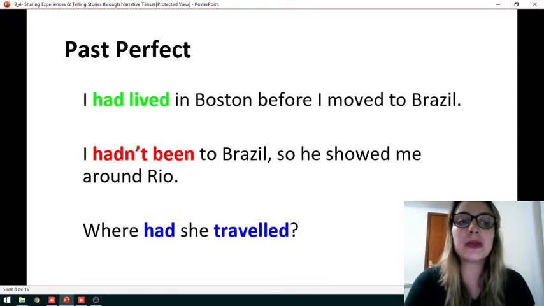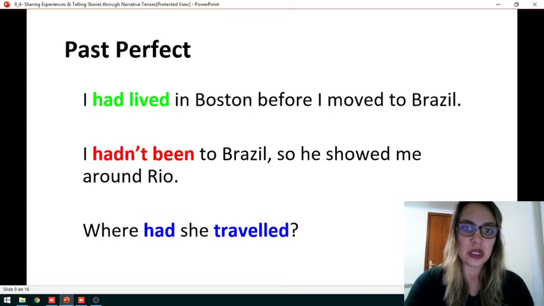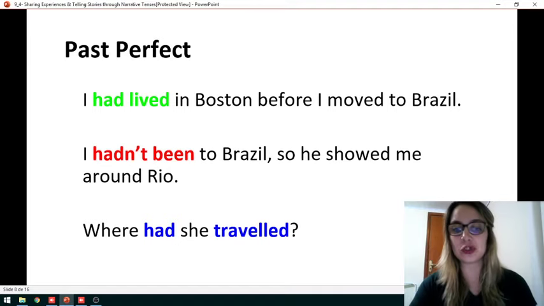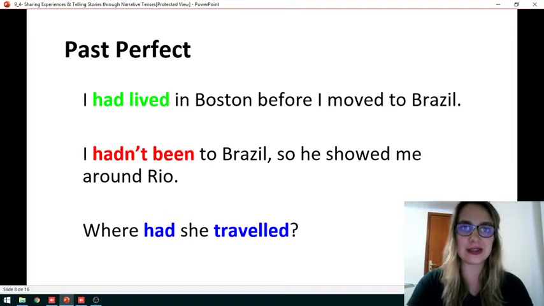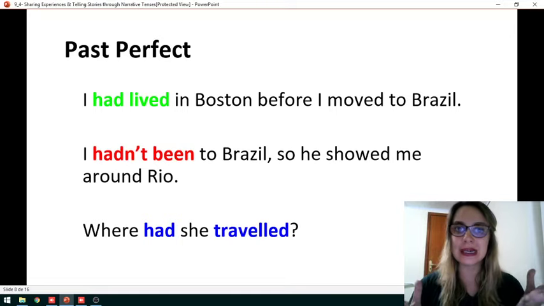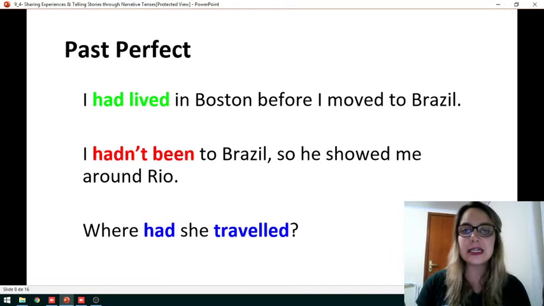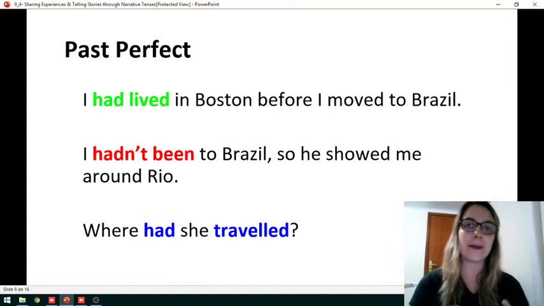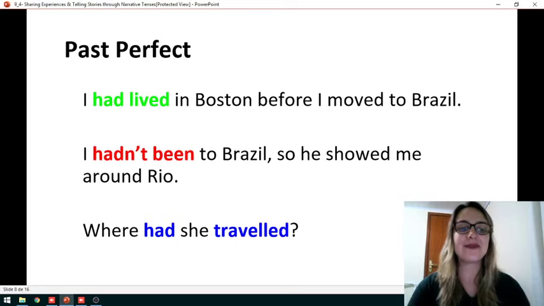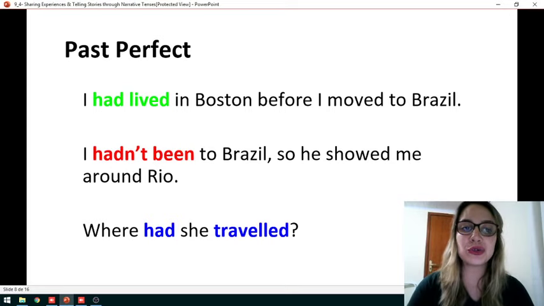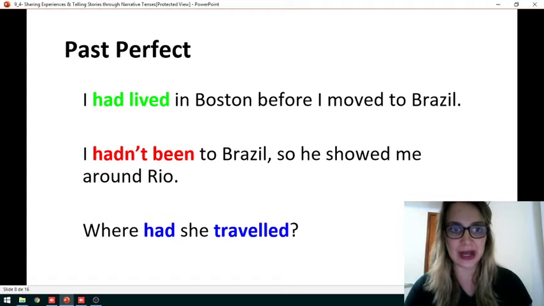So he showed me around Rio de Janeiro. So for example, the first time I came to Brazil, I hadn't been here before. So my husband showed me around Rio de Janeiro so that I can see the touristic, do sightseeing, so to see the tourist attractions, for example, Christ the Redeemer, Pão de Açúcar, Copacabana. All right. And then if we want to ask a question, we can say, for example, where had she traveled?